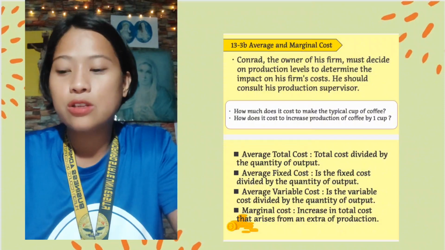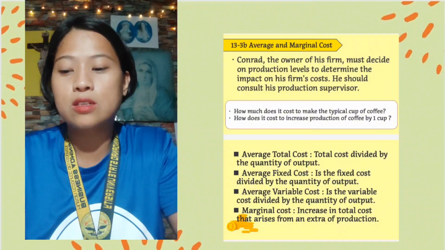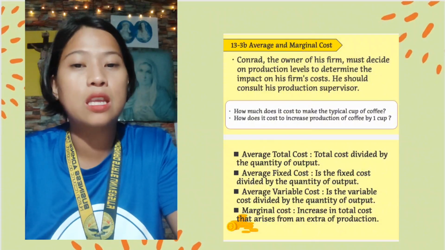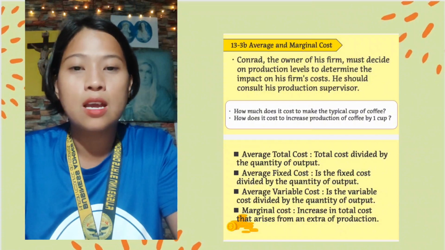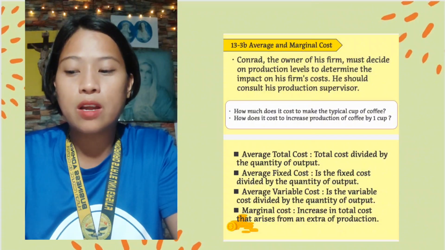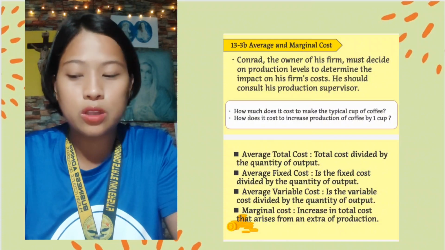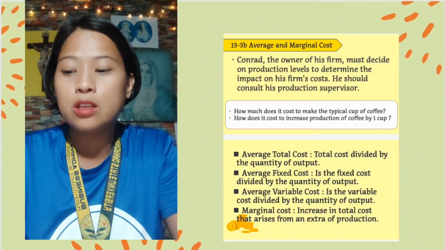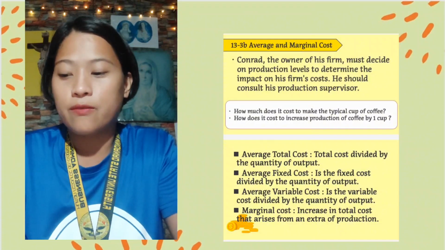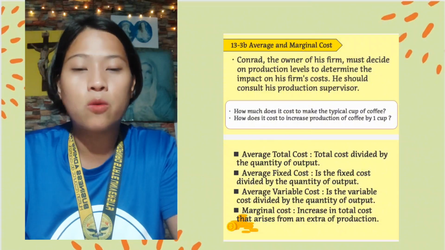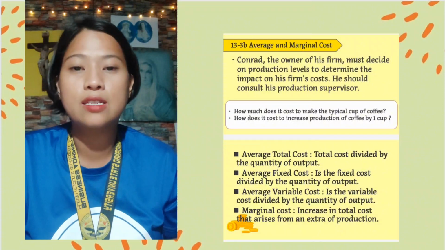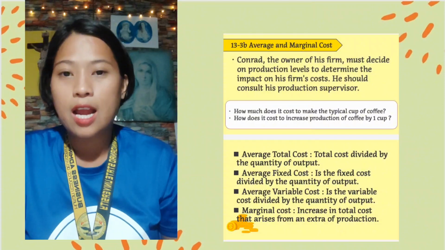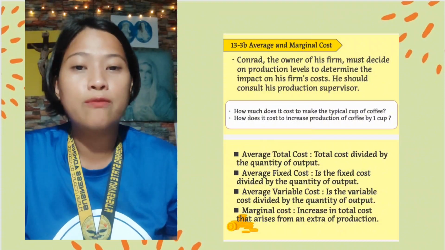So the average total cost equals total cost divided by the quantity of output. Average fixed cost is the fixed cost divided by the quantity of output. Average variable cost is the variable cost divided by the quantity of output. Marginal cost is the increase in total cost that arises from an extra unit of production.